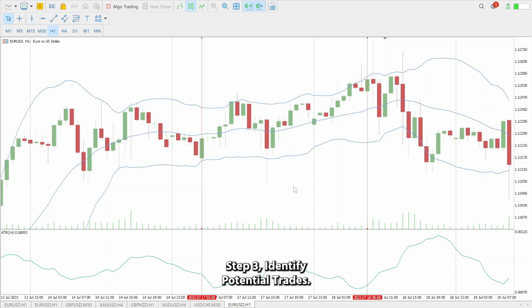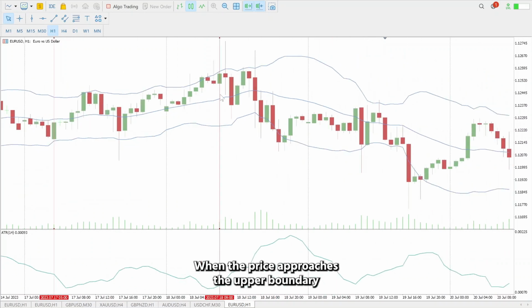Step 3. Identify potential trades. 1. Buy at support. When the price approaches the lower boundary and the volatility indicator suggests lower volatility, it could indicate a potential buying opportunity. 2. Sell at resistance. When the price approaches the upper boundary and the volatility indicator indicates lower volatility, it could suggest a potential selling opportunity.